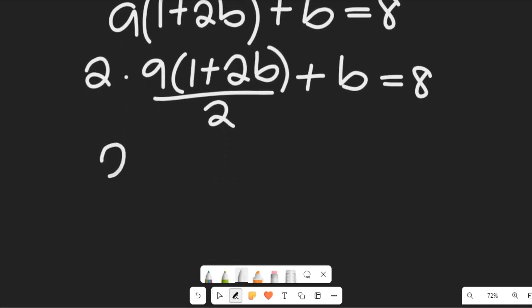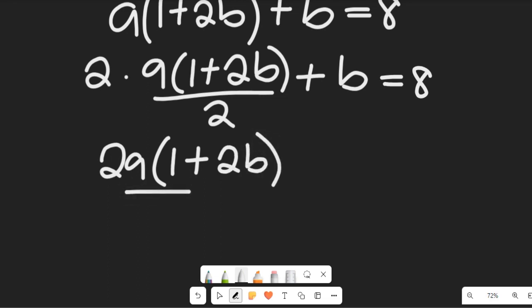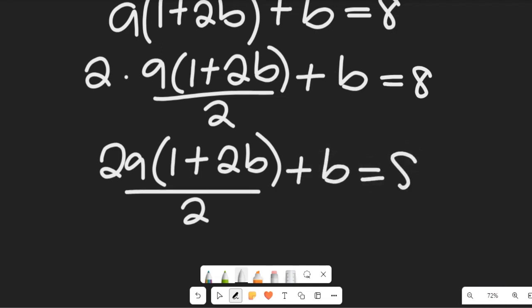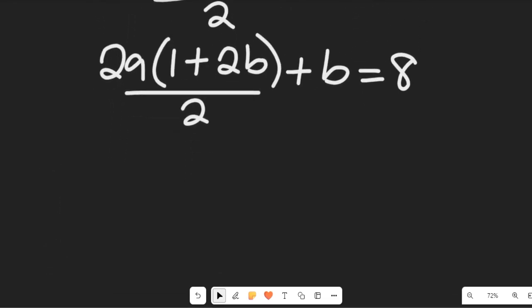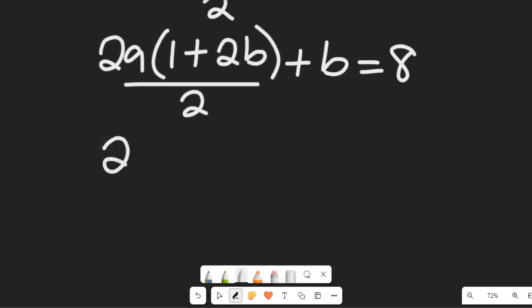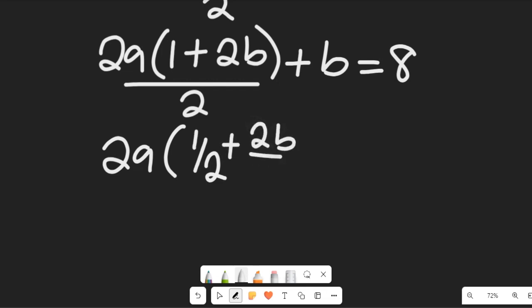So if I do that, I'm going to have 2a multiplying 1 plus 2b, and all these will be divided by 2 plus b, and this will be equal to 8. Good. Now this expression can be reduced, having this common term 2a multiplied by 1 divided by 2 plus 2b divided by 2. If I separate those two expressions, plus b, and this will be equal to 8.